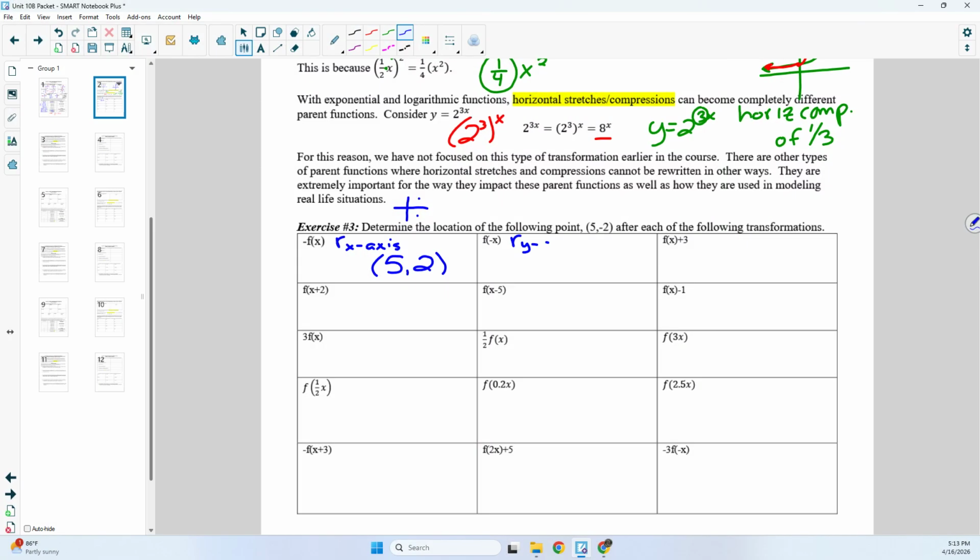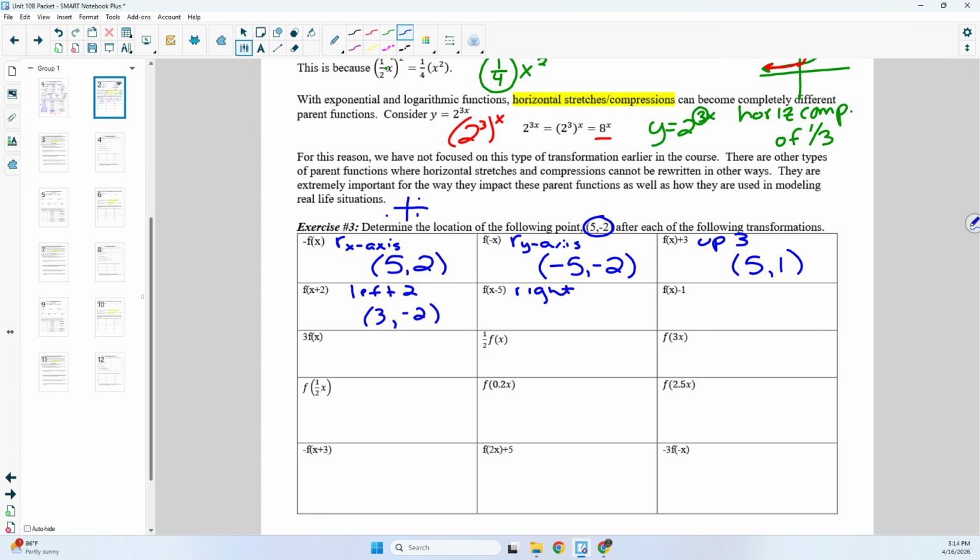This is the reflection in the y-axis. If I go over the y-axis, my x is going to become negative, so this is (-5, -2). And we're always going back to the original point. This one is up 3, and I suggest you try these on your own. So up 3, my -2 is going to become a +1. This is left 2. So even though I see +2, if I go left, I need to subtract 2 from the x, so I'm going to get (3, -2).